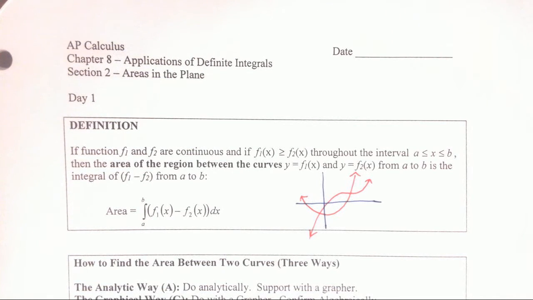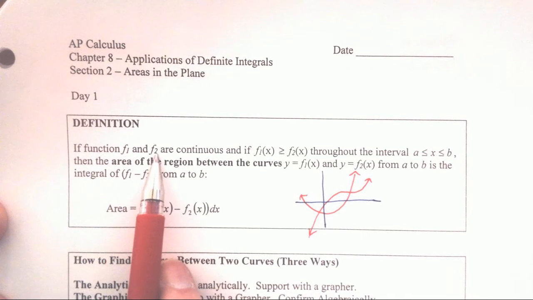Welcome. We're going to take a look at Chapter 8, Section 2, AP Calculus. Here we're finding the area between curves, and it's a really simple formula. This is probably not going to be a hugely demanding section, but there are a couple of little twists and turns. So let's take a look.